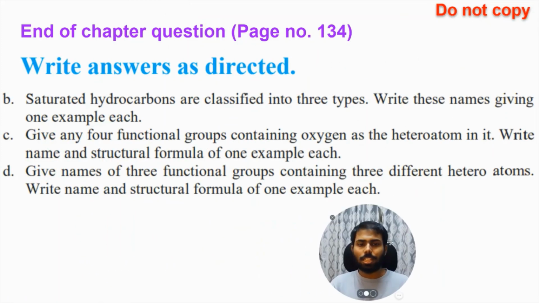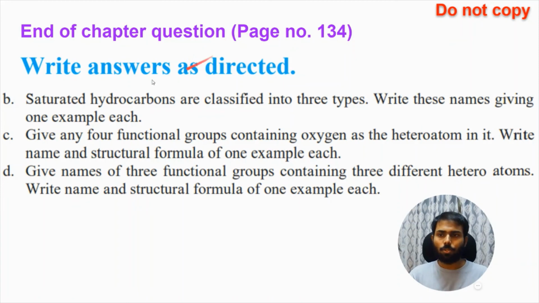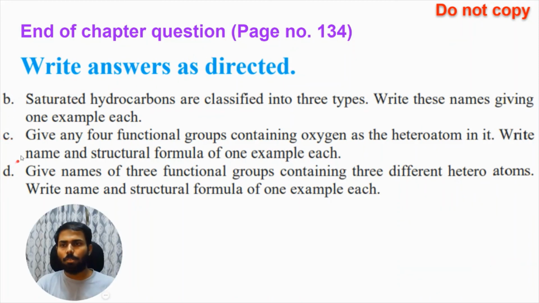Now, these 3 remaining questions, write answers as directed. Okay, B, C, and D. So what is question number B? Saturated hydrocarbons are classified into 3 types. Write these names giving one example each. Okay, तो सैचुरेटेड हाइड्रोकार्बन यानी सिर्फ सिंगल बॉन्ड्स होंगे उसमें, तो सिंगल बॉन्ड्स वाले हाइड्रोकार्बन, उनको कैसे क्लासिफाई कर पाओगे? और वो जो सिंगल बॉन्ड्स का कार्बन का चेन फॉर्म हो रहा है, is that a straight chain, is that a branched chain, or is that a cyclic chain? That you have to tell. Okay, so those are three types, and you have to give one example. So you can find that in the textbook and write this answer.